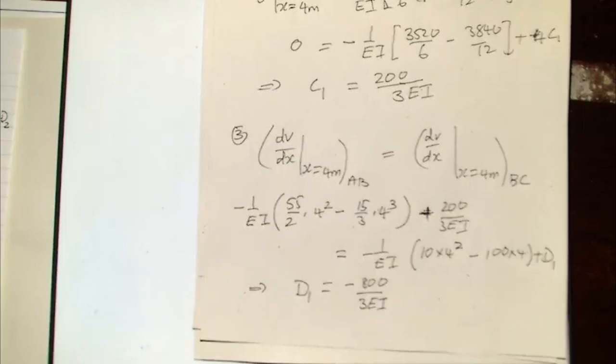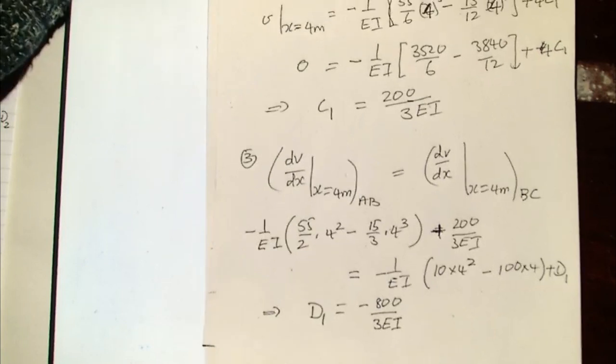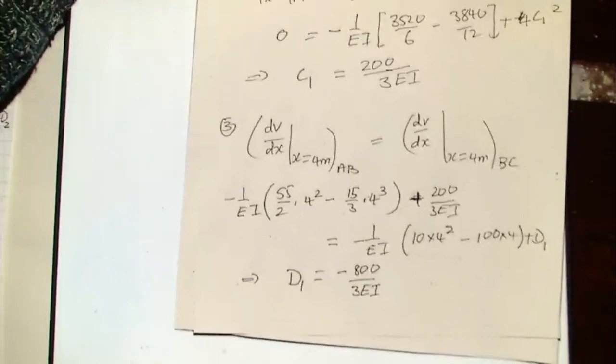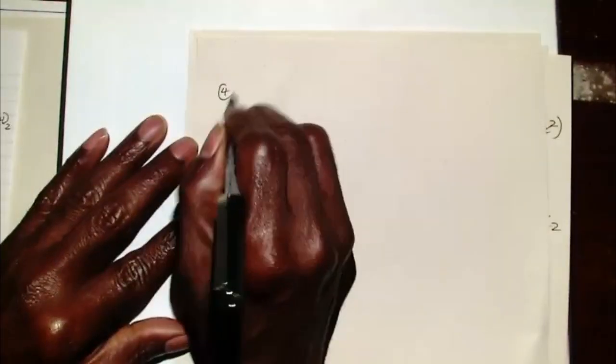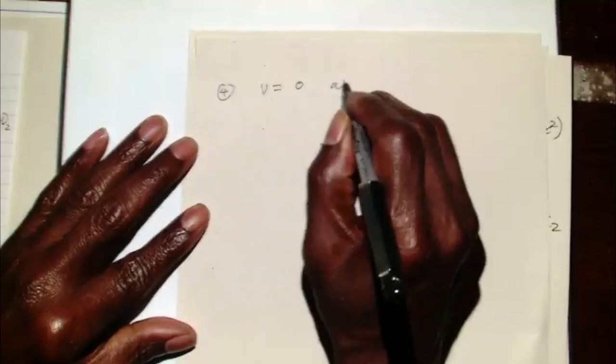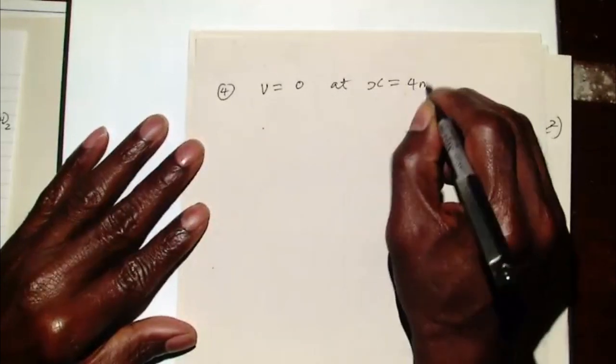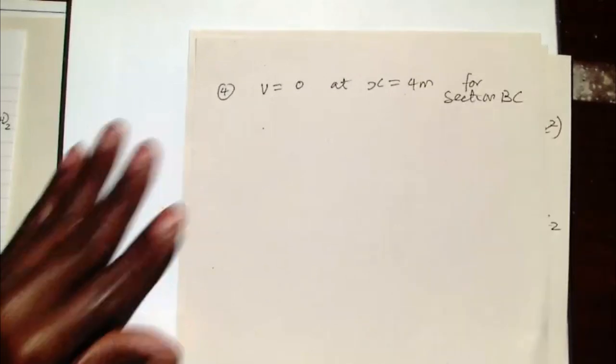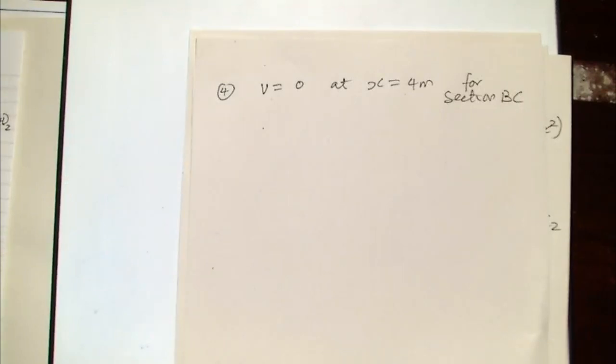So I have C1, I have C2, I have D1, I have one more constant, and the second constant will be what you asked before: what is the magnitude of the deflection at point B using the second equation. So we go and apply this last set of boundary conditions, and I will say number 4, that V equals 0 at x equals 4 meters for section BC. And if you are to do that, you will get the last one.